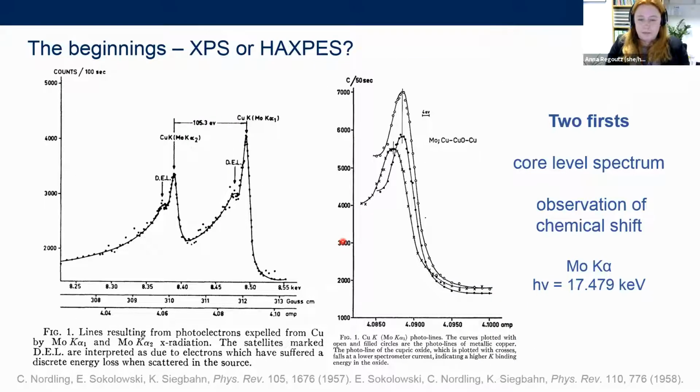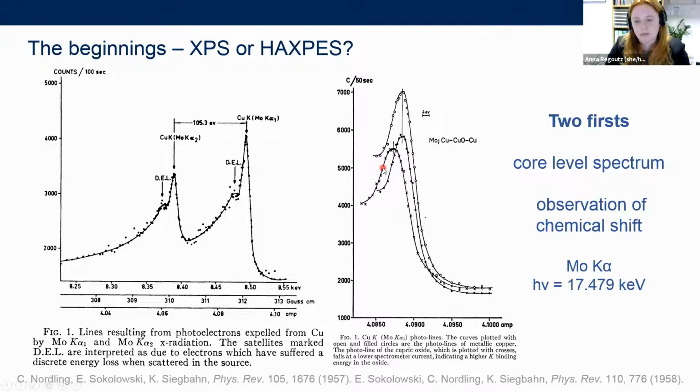But what we often forget is that actually from the very beginning, Siegbahn and his group used hard X-rays rather than soft X-rays. So what you can see here are the first two reported photoelectron spectra, and they were both recorded with molybdenum K-alpha radiation. So radiation even harder than what we would use nowadays. And these are the first core level spectrum on the left-hand side. And then on the right-hand side, this was the first observation of the chemical shift.